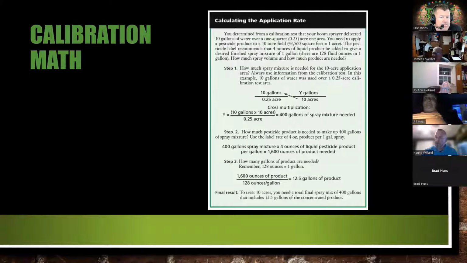Step 2, how much pesticide product is needed to make up 400 gallons of spray mixture? Use the label rate of 4 ounces of product per 1 gallon. Now, we have to use our labels. We have to read our labels. And we need to read them all the time. You're not going to remember this stuff. I don't remember it all.